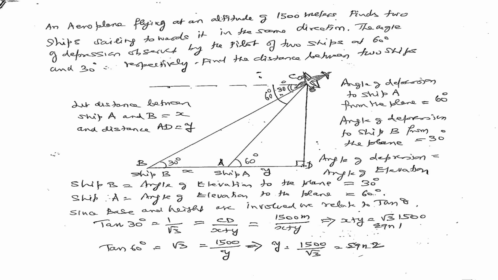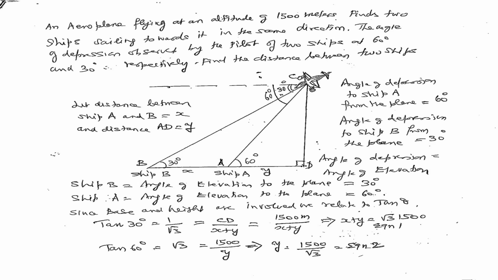Now, an aeroplane flying at an altitude of 1500 meters finds two ships sailing towards it in the same direction. The angles of depression observed by the pilot of the two ships are 60 degrees and 30 degrees respectively. Find the distance between those two ships. Let the distance between ship A and B be x and the distance AD be y. Angle of depression to ship A from the plane is 60 degrees. Angle of depression to ship B from the plane is 30 degrees.